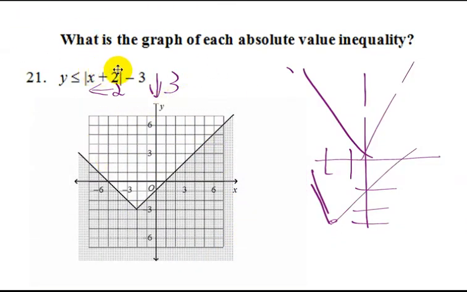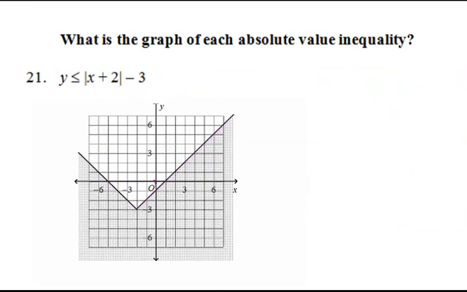Now how do you figure out the shading? Well, the first thing we need to do is look at the boundary line. It's also equal to, so it's a solid boundary line, so you will graph that solid V. And now you need to decide which side to shade, above it or below it. Again, pick a test point, pick 0, 0, and plug it into your equation. Is 0 less than or equal to the absolute value of 0 plus 2, which is just 2, minus 3, which is negative 1? Is 0 less than or equal to negative 1?